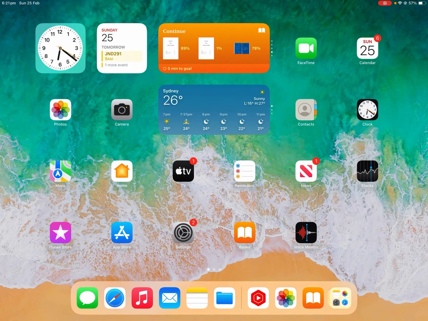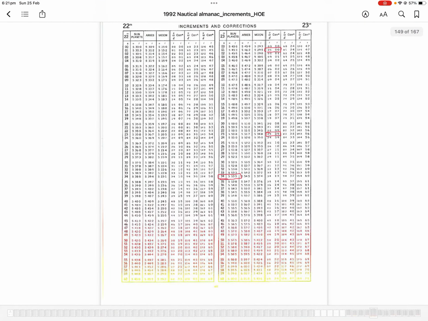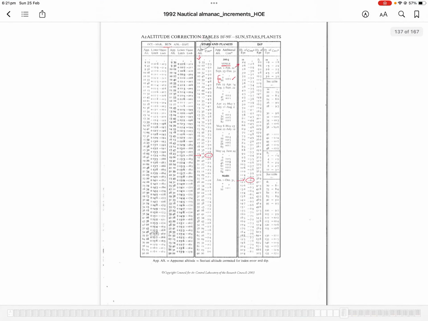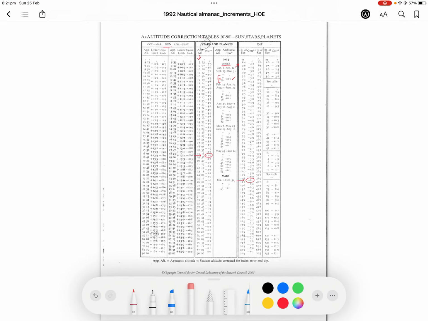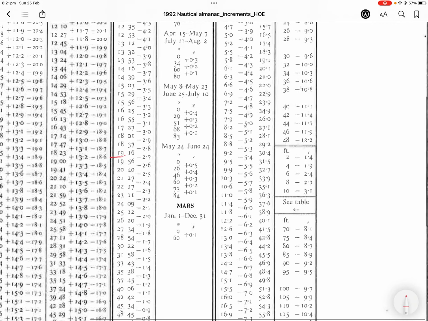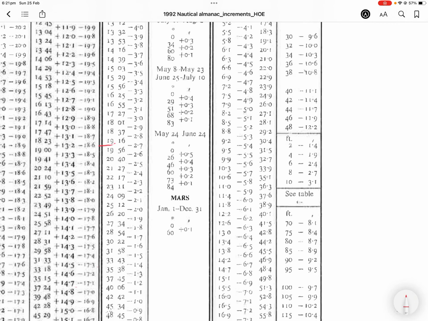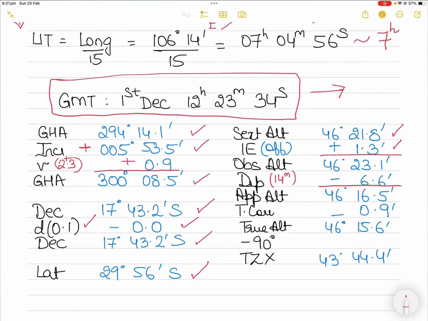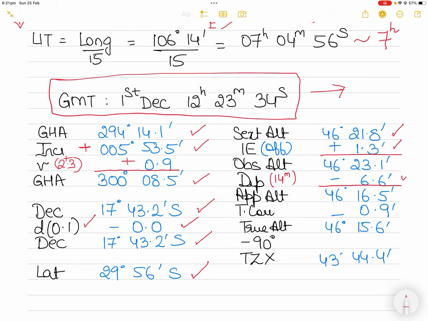All right, so we go back into the nautical almanac. We go into the first page of the nautical almanac where the corrections are given. So 14 meters height of eye. I can erase the previous workings so that you guys don't get confused. So here you go. So I will zoom into the height of eye table for 14 meters. 14 meters will lie somewhere between 13.8 and 14.2. So you get negative 6.6. So with that, we come out again and we go back. So we have negative 6.6 here, the dip correction.